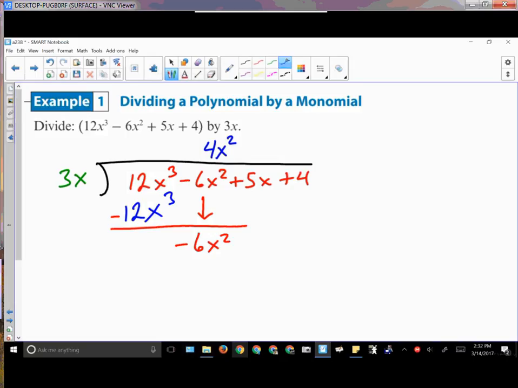What must I multiply 3x by to get to negative 6x squared? Well, I need a negative 2, and I need another x. So my x's are here. I'm going to write down minus 2x. X's are all lined up. So negative 2 times negative 3 is negative 6. X times x is x squared. Now we change the signs again. So this goes to plus. That wipes out. This 5x comes down.